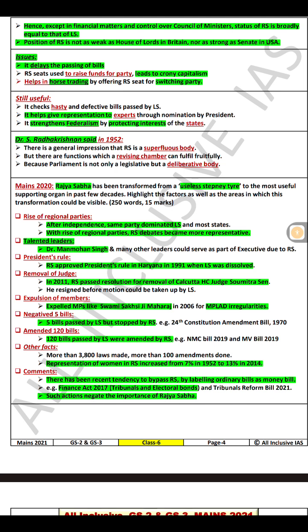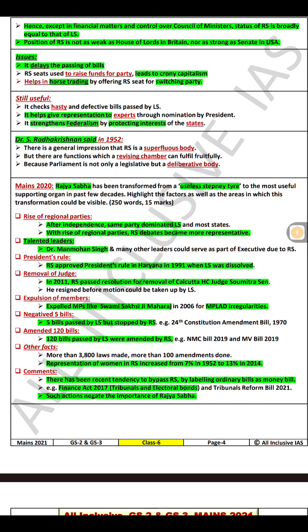Negatived 5 bills: 5 bills passed by Lok Sabha but stopped by Rajya Sabha. Example, 24th Constitutional Amendment Bill 1970. Amended 120 bills: 120 bills passed by Lok Sabha were amended by Rajya Sabha. Example, NMC Bill 2019 and MB Bill 2019.